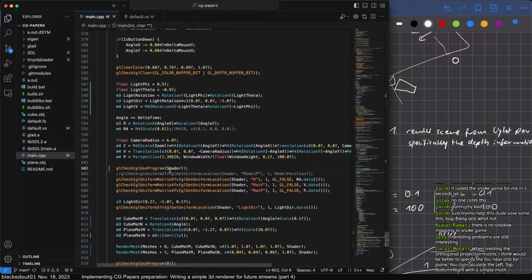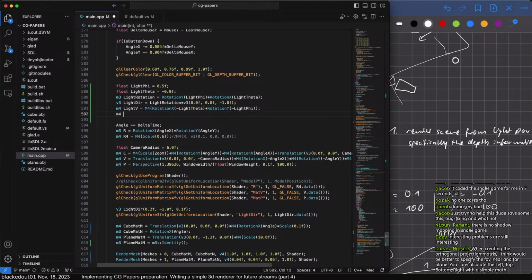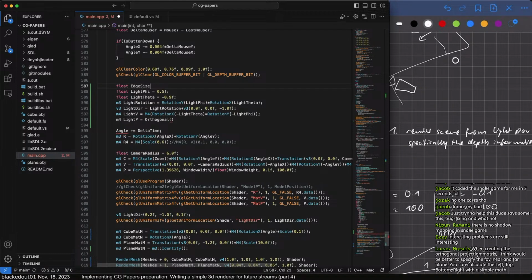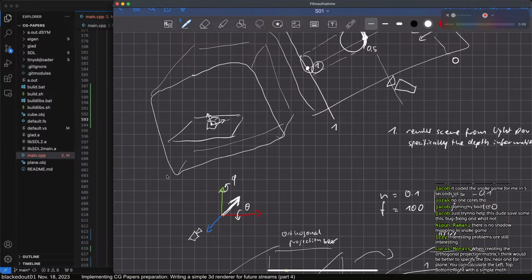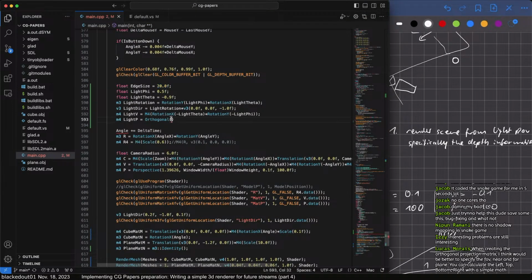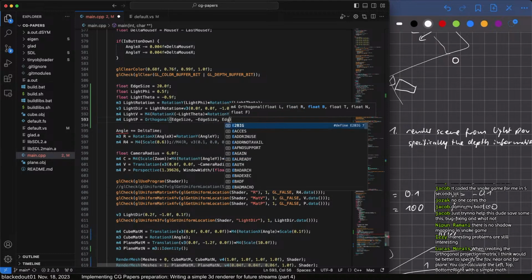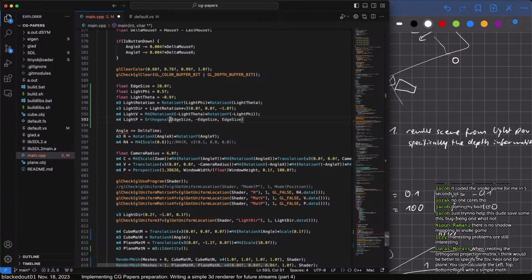So the only thing I need to do here to create a light projection matrix is just call this orthogonal and define an edge size. For example, maybe 20 or something. And then I just say that the box should be, I guess, the halved edge size. I can just put this into everything. Well, of course, left must be smaller than right.